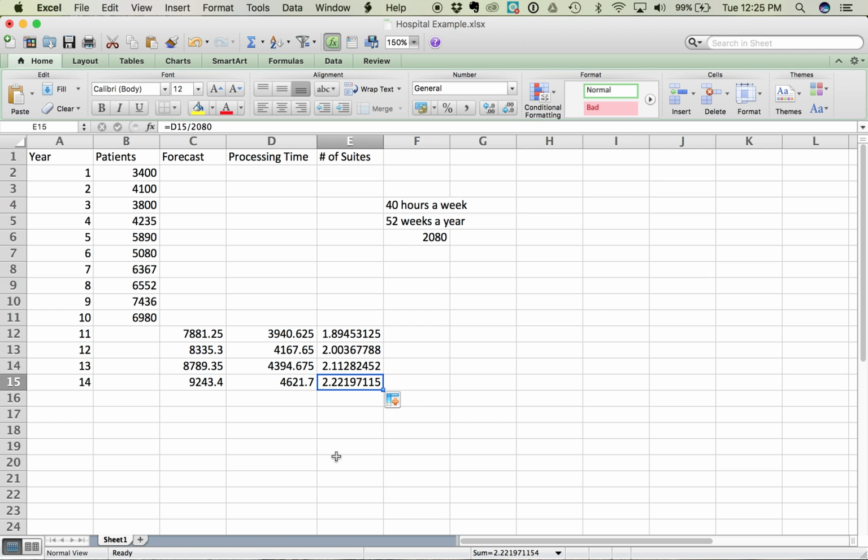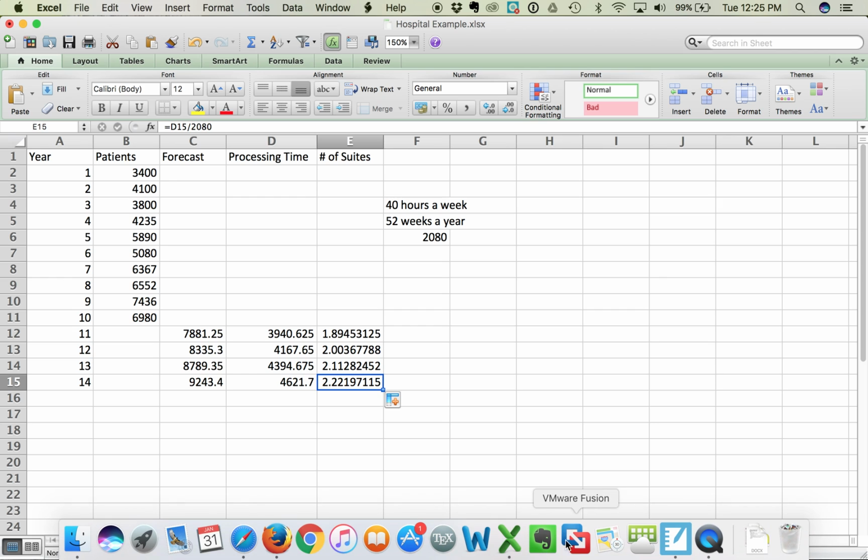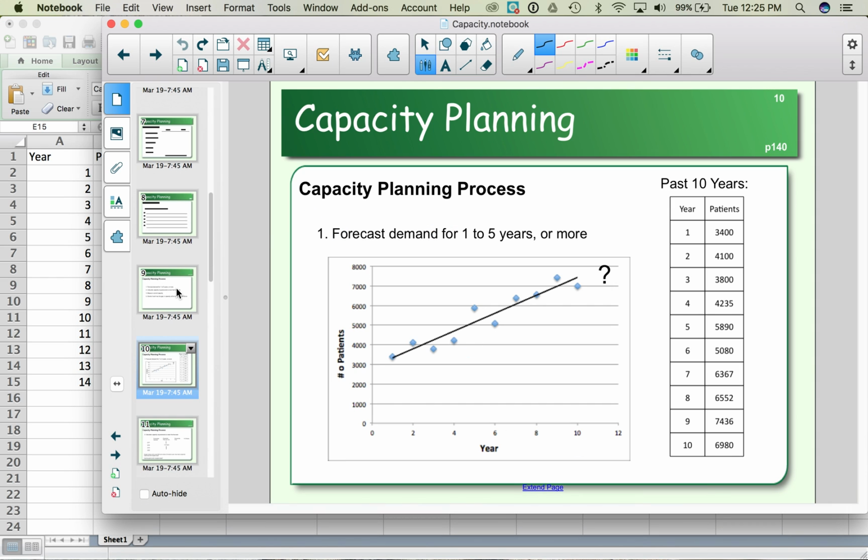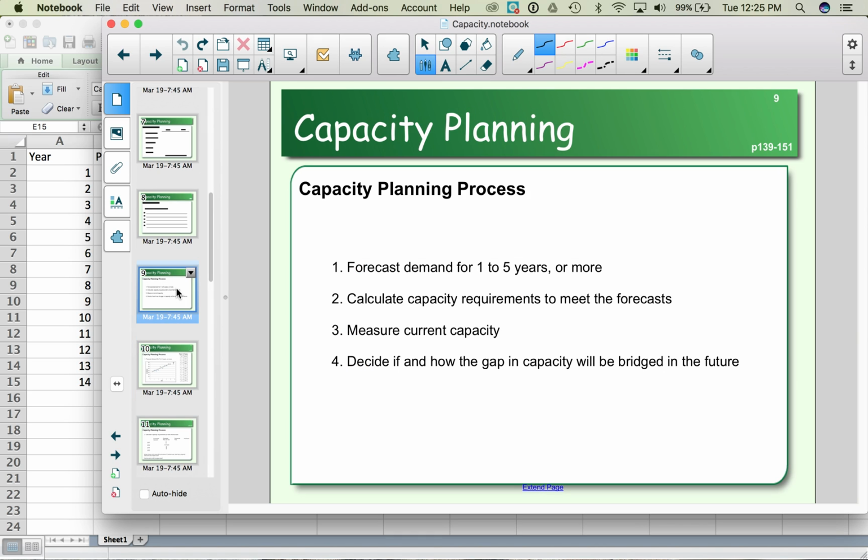Well, we need to figure out how much we currently have. If we go back to our steps, remember the first step in the process was to forecast demand. We did that. And calculate the capacity requirements to meet those needs. We did that. So we're going to need more than two surgical suites by year 14. Let's measure our current capacity.